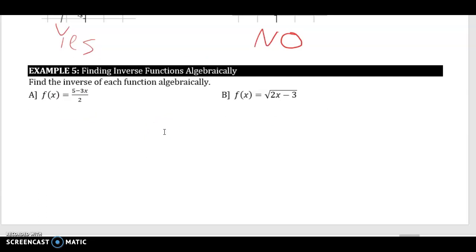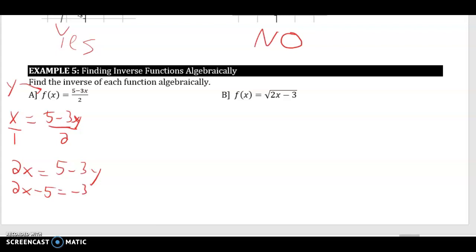So for this particular example, now we need to find the inverse. So first step, switch x and y. First, you got to call this y. You can do that step in your head if you like, but then it's going to be x equals 5 minus 3y over 2. Now you got to resolve for y. So multiply both sides by 2, cross multiply if you want to think of it that way. 2x equals 5 minus 3y. Subtract 5, so 2x minus 5 equals negative 3y.